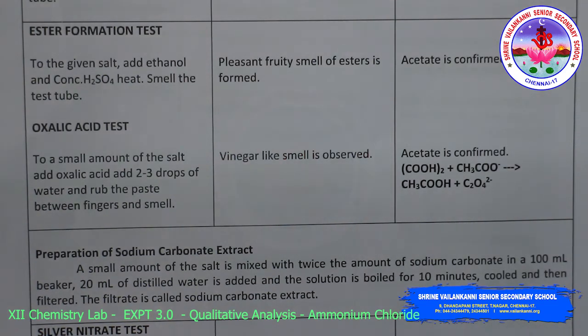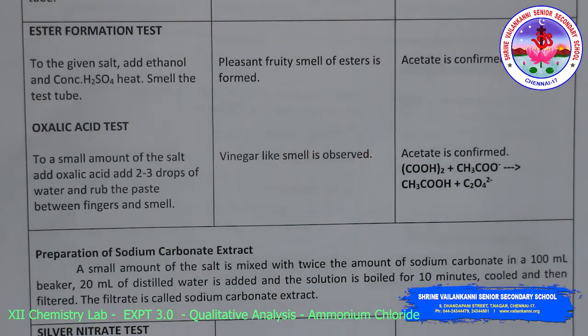Then the oxalic acid test. Take a small amount of substance, add oxalic acid, add 2 to 3 drops of water and rub the paste. Again observe the smell: a vinegar-like smell means acetate is confirmed.